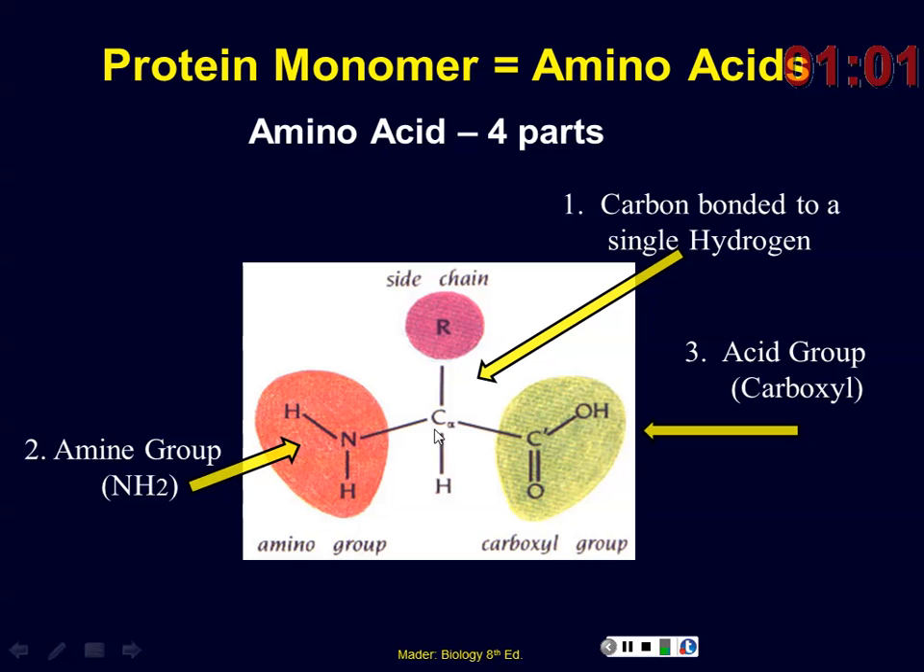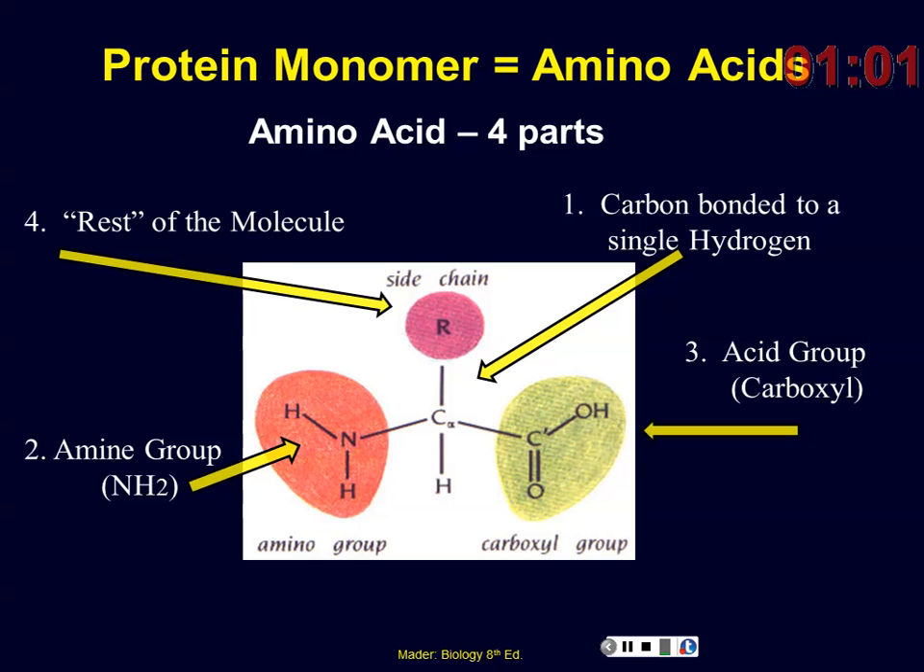Notice that my hydrocarbon chain is now a carbon and a hydrogen, okay? And all of the amino acids have something in this area right here that for right now we're just going to call the rest of the molecule, okay? So all amino acids have 4 parts. Carbon bonded to a hydrogen, an amine group, a carboxyl group, and something right there. Okay?